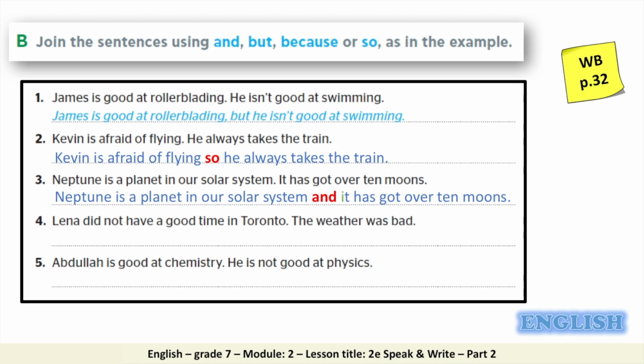Next, number 4, Lena did not have a good time in Toronto. The weather was bad. Now how can we join these sentences? Why didn't Lena have a good time in Toronto? Because the weather was bad. So the correct answer is Lena did not have a good time in Toronto because the weather was bad.